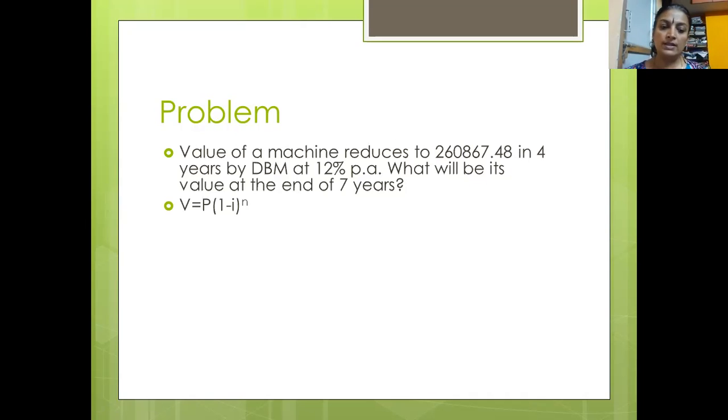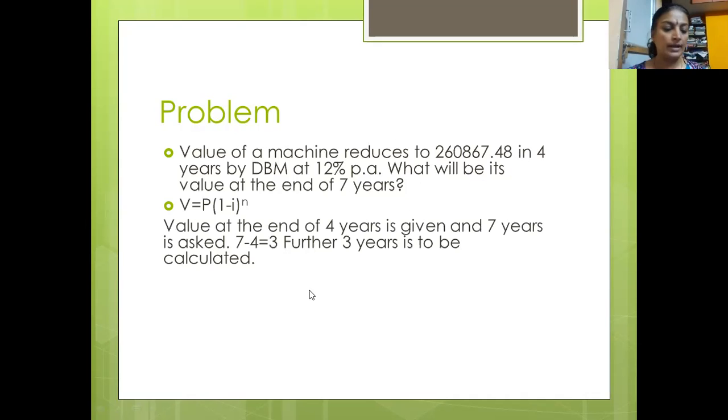So this is the formula. V is equal to P times 1 minus I raised to the power of N. So value at the end of 4 years is given and 7 years is asked. So 7 minus 4 is 3. So further 3 years is to be calculated. 4 years we know, further 3 years we have to calculate. So let us first have the formula.